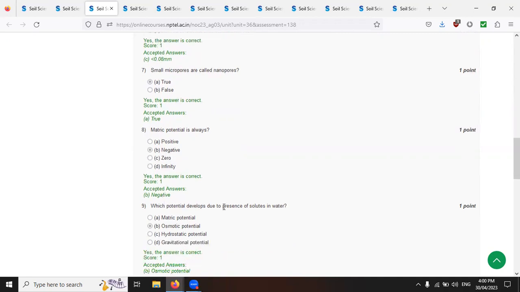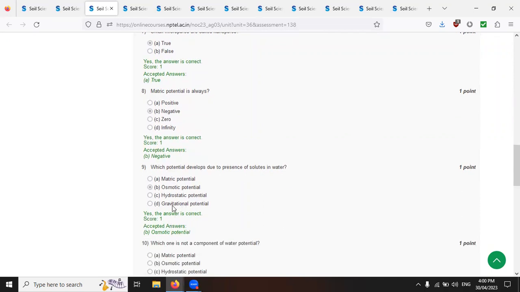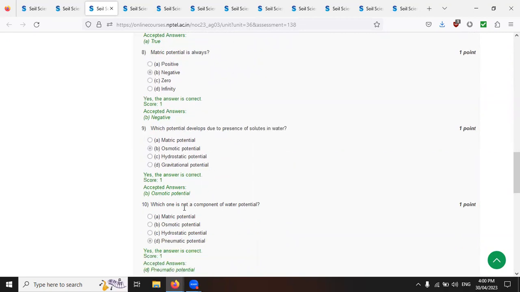Which potential develops due to the presence of solutes in water? Matrix potential, osmotic, hydrostatic, or gravitational potential? It's osmotic potential. Which one is not a component of water potential? Matrix, osmotic, hydrostatic, or pneumatic? Well, if you think about that, you can get the answer right, because pneumatics has got nothing to do with water.